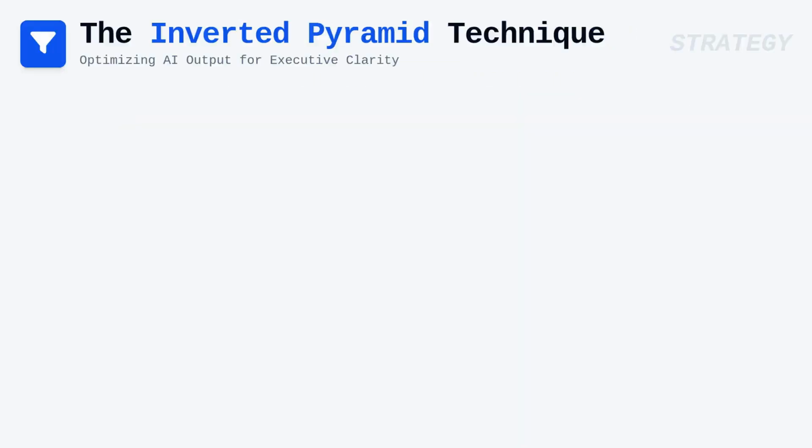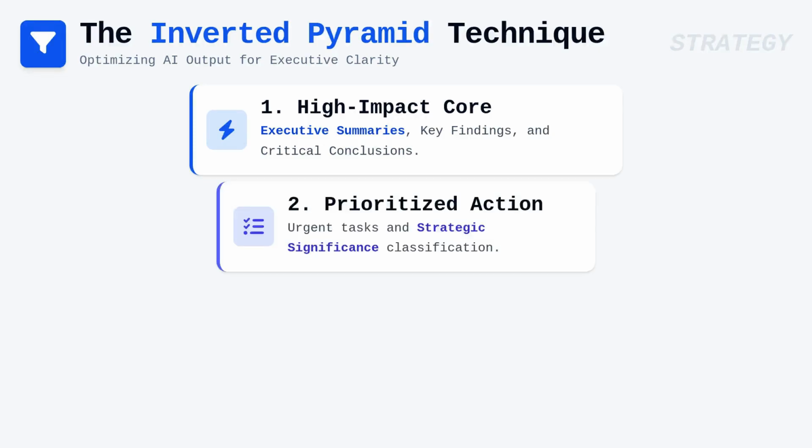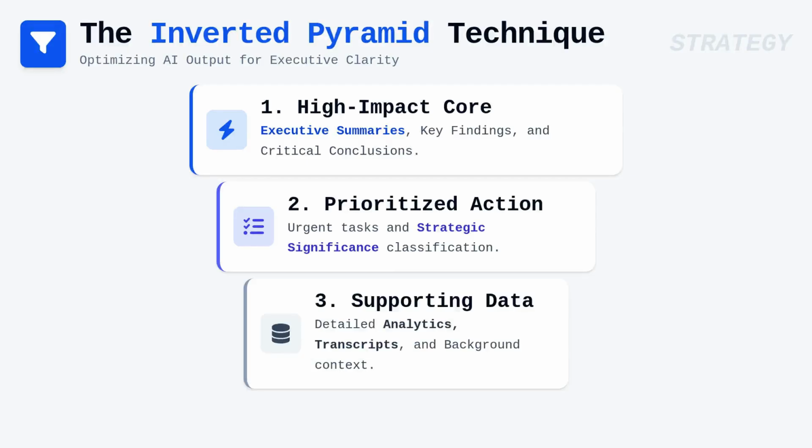One of the most effective structural patterns for high-level documentation is the inverted pyramid technique, which prioritizes essential information at the beginning of the text. When prompting an AI, you should explicitly instruct the model to lead with executive summaries, key findings, and high-impact conclusions before descending into supporting data or background context. This mimics professional journalistic standards and ensures that stakeholders gain the necessary insights, even if they stop reading after the first paragraph. To enforce this, you can configure your prompt to require an explicit summary section at the top, followed by a prioritized list of action items, and finally appending detailed analytics or transcripts as supporting appendices.